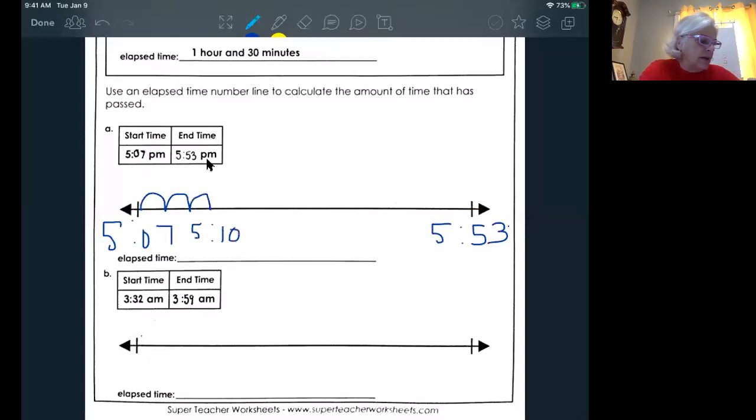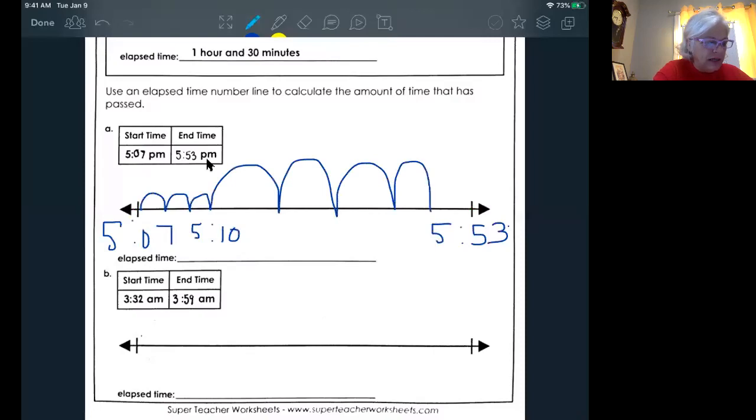5:10. Okay, so now it's easy to count because now we're just going to count by tens. We could count by fives, but that's going to take us longer. So let's count by 10. So that's going to be our mountains. So those are going to be our bigger jumps. And so we want to go from 5:10 to 5:50. So let's do that. So 5:10, let's make a big mountain. So that'd be 5:20, 5:30, 5:40, and 5:50. We can't make another mountain because then that will take us past 5:53.